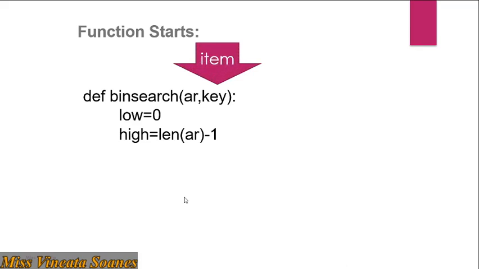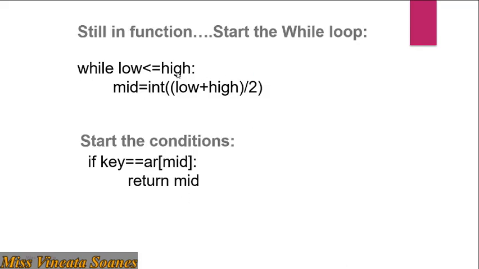After which, when you're done with this, you start the loop, and the loop should go as long as low is less than or equal to high. That should not go way beyond the size limit or the index that you have set for high, that's the size minus 1. Then you get the mid. And how do we get the mid? By adding low plus high, that's the first index and the last, and you divide it by 2. And since we want the answer to be an integer, we cast it into int and we store it in mid.